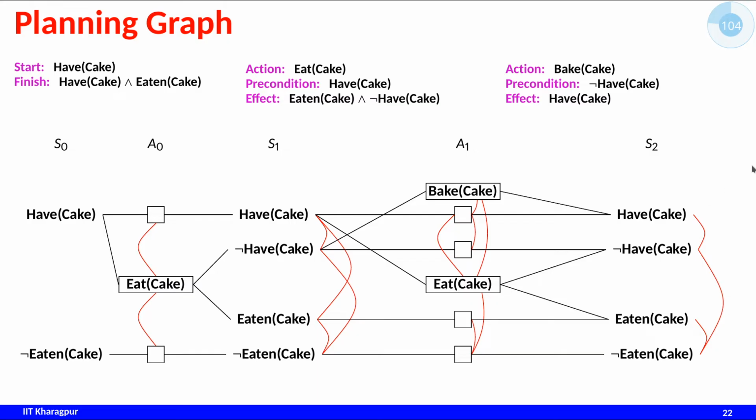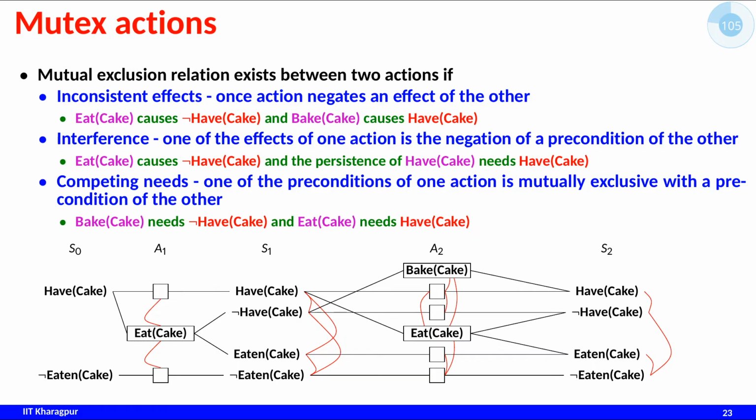So these are the mutex literals. Here we have reached a situation where we achieve non-mutex literals that represent the goal state. We'll be looking into how to generate the plan for that. But before generating the plan, let us quickly look into what a mutex action is.